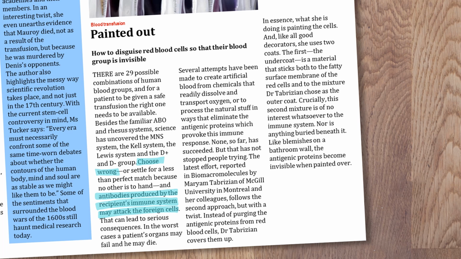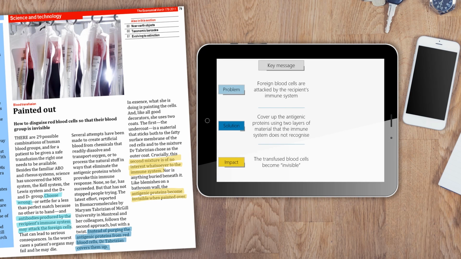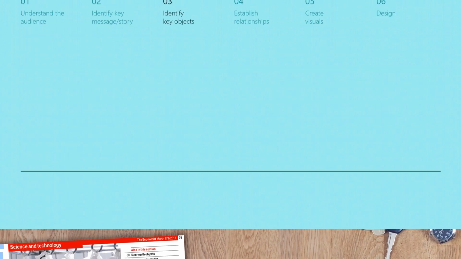The problem is that foreign blood cells are attacked by the recipient's immune system. The solution is to cover up the antigenic proteins using 2 layers of material that the immune system doesn't recognize. And the impact is that the transfused blood cells become invisible. So from that, this is what you get. 3 neat, easy statements to help you structure and understand the story.